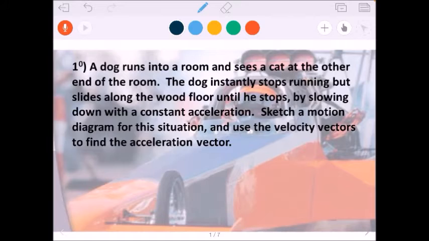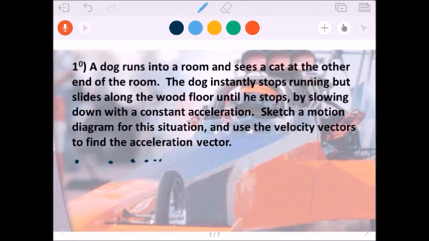Alright, so to begin with, we're going to do the motion diagram. I'm going to use a particle diagram. So as he comes in, we have a dot right here. He sees the cat and he begins his descent until he comes to a stop.